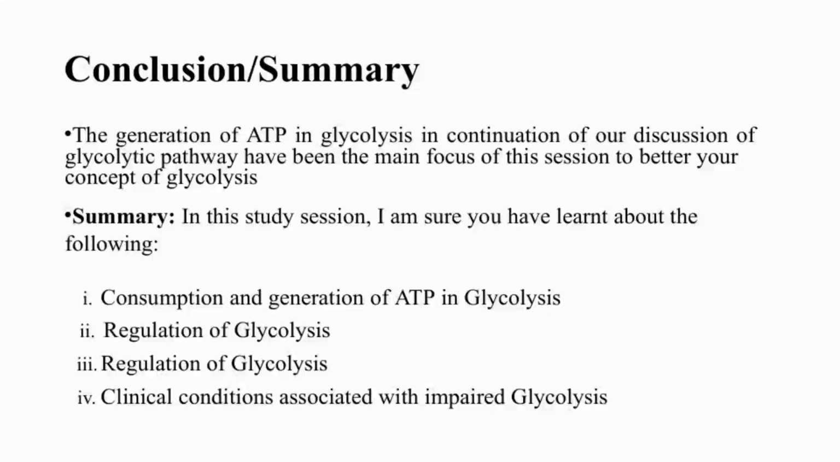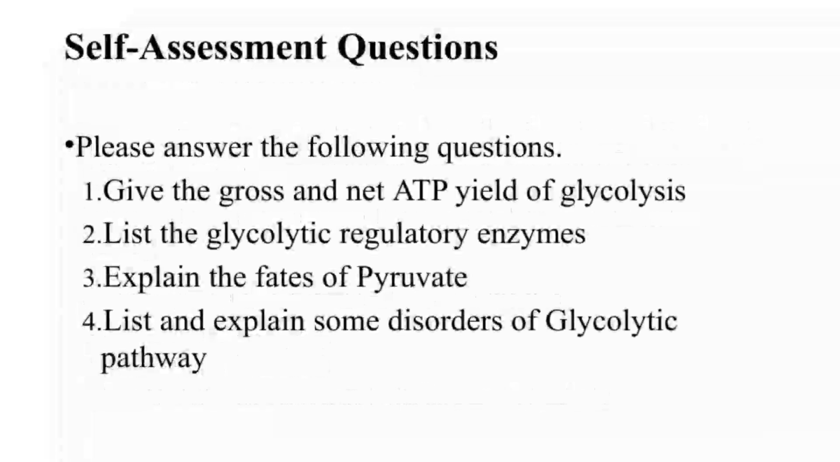Let's go over some key review questions. First, what is the gross and net ATP yield of glycolysis? The gross yield is 4 ATP molecules per glucose, but because 2 ATP are used up front in the process, the net gain is 2 ATP molecules. This makes glycolysis an efficient way for cells to quickly generate energy.